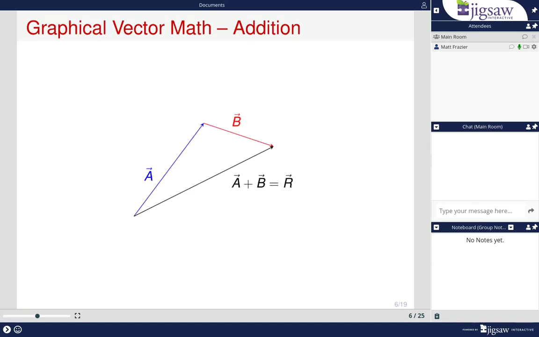Okay. So the whole point of defining these vectors is to have some intuition about adding measurements up or doing math on measurements where you have direction involved.